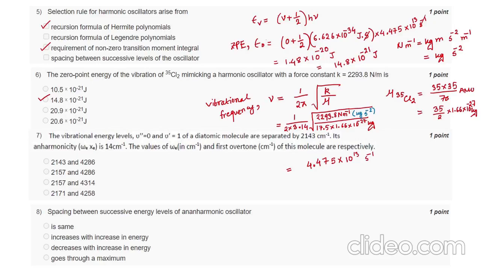Now question number 7. The vibrational energy levels V double dash equal to 0 and V double dash equal to 1 of a diatomic molecule are separated by 2143 centimeter inverse. Its anharmonicity ωe xe is 14 centimeter inverse. The values of ωe in centimeter inverse and the first overtone in centimeter inverse we need to calculate. So I will use a different color to distinguish between this question and this one. So I will start from here.